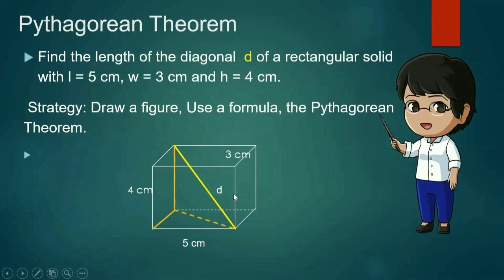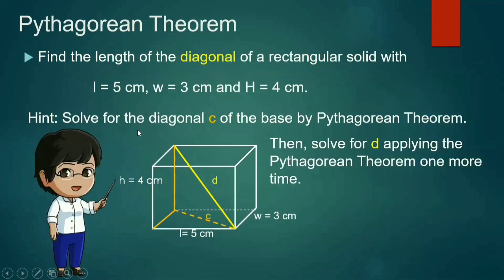So we will solve for D, but we have to look for the value of this hypotenuse, which we will call C. So we solve for the diagonal C of the base by the Pythagorean Theorem, and then we solve for the diagonal D one more time using the Pythagorean Theorem.